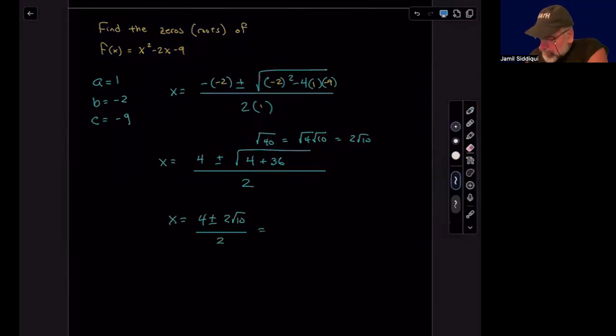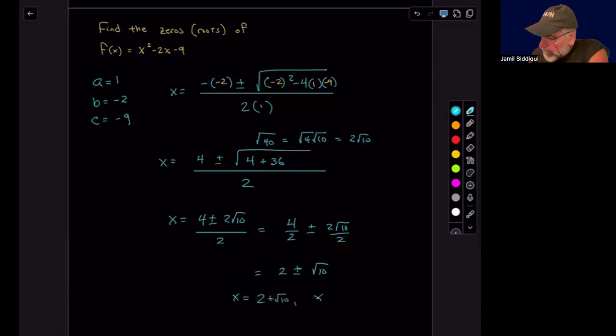We break that up using the split the fraction technique. We end up with 4 over 2 plus or minus 2 root 10 over 2. We got common factors of 2, so we end up with 2 plus or minus the square root of 10. That gives us two answers. That gives us x equals 2 plus root 10, and its conjugate pair, x equals 2 minus root 10.